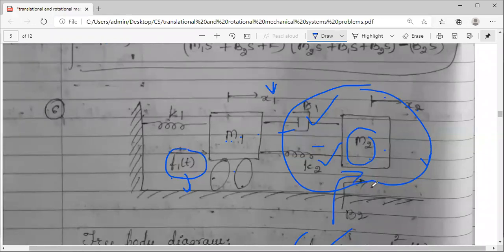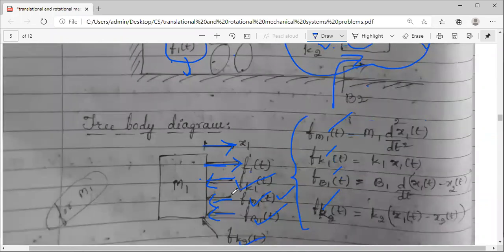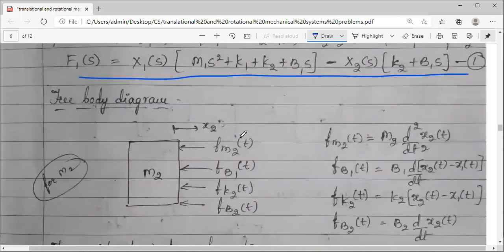One more frictional force. Even though the damper is not shown here, friction does exist here. So that is Fb2. 1, 2, 3, 4. Four forces and applied force is 0. So for the second free body diagram, check, four different forces are there. Opposing forces, so acting on the body. And this is the displacement shown already. And no applied force, so F2 is not there.